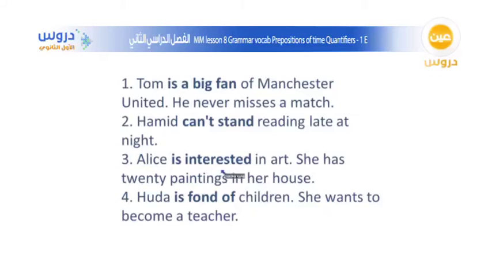Number 3: Alice is interested in art. She has 20 paintings in her house. So, do you think she likes or dislikes? Like. Fatma, Ala, Hiba, and Muna say like. Number 4: Huda is fond of children. Now this is a beautiful word, fond. She wants to become a teacher. Like or dislike? Fatma like, Hiba like. We will see the answers here.